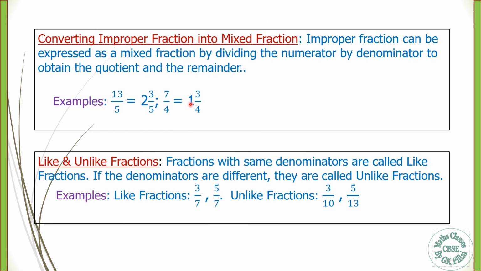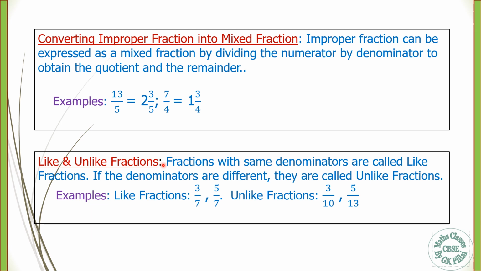The next one, converting improper fraction into mixed fraction. This is what I was about to discuss in the previous page. Improper fraction can be expressed as a mixed fraction by dividing the numerator by denominator to obtain the quotient and the remainder. Here 13 by 5, divide the numerator by 5 you will get 2 and the remainder will be 3. You write 3 by 5. This is the way once again 7 by 4 can be converted into a mixed fraction.